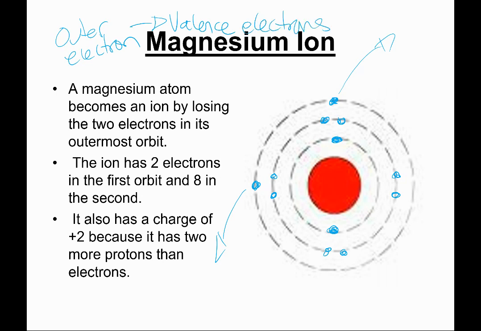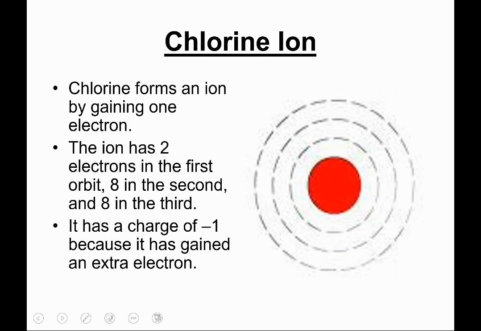All right, so it loses 2. If it loses 2 negatives, it's going to have a +2 charge because now it has more protons than electrons. Remember, it's got 12 protons in the nucleus. Again, I'm ignoring the neutrons here because they really have nothing to do with how these things form stable ions.